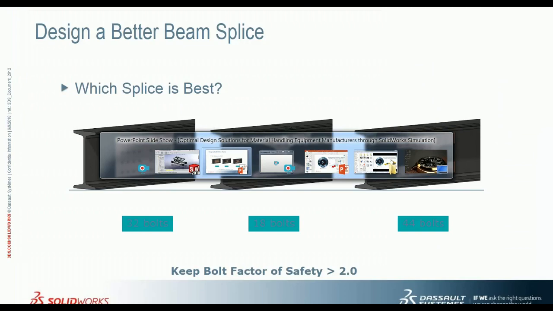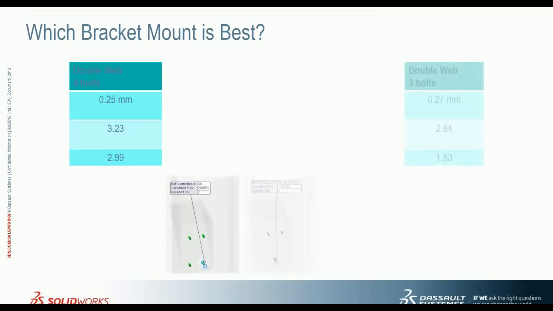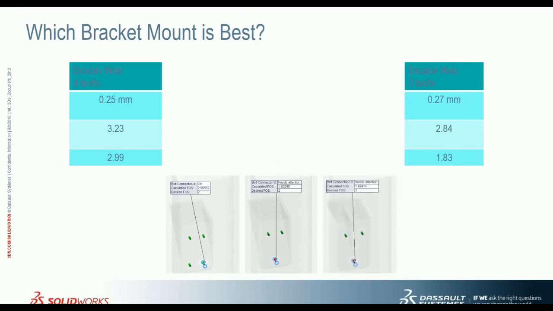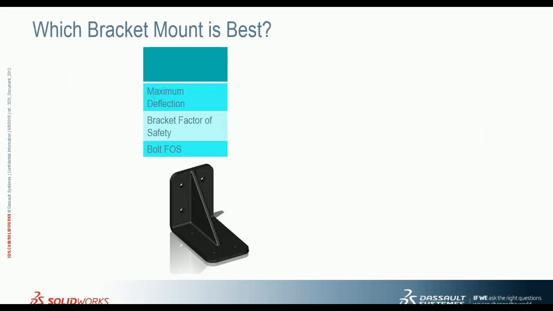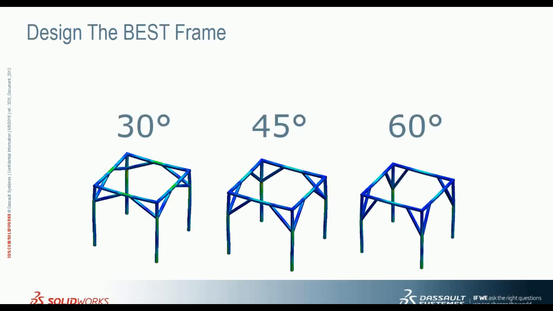And coming to the PPT, which bracket mount is best based on the analysis we showed, the double web with 4 bolts or the double web with 3 bolts. We can see the different parameters, and ultimately we conclude by analyzing this bracket with different kinds that the short web with 4 bolts is the best solution with respect to the parameters. The maximum deflection is 0.18 mm, and for the base frame, 30°, 45° or 60°.